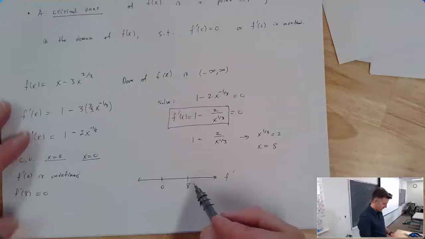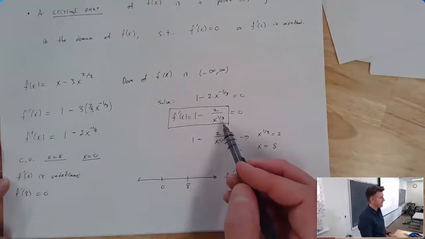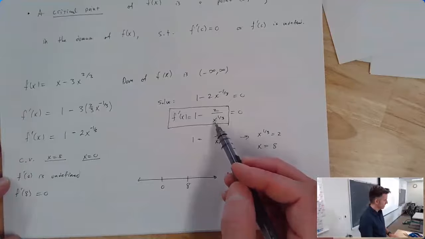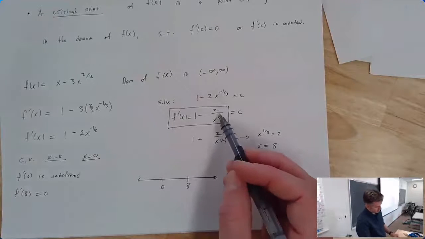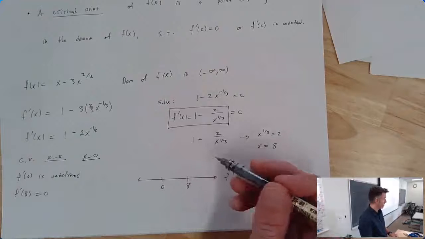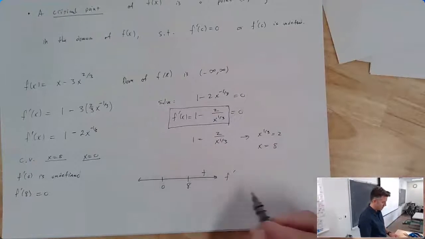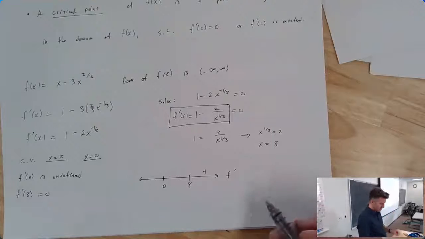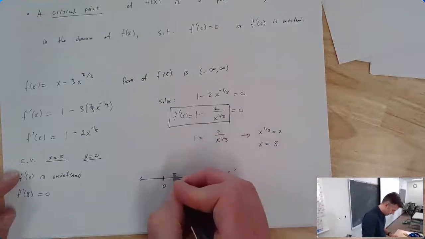So if I pick a number bigger than 8, what's a number bigger than 8 that's easy to plug into this function? Yes, exactly. 27 to the 1/3 is 3. 2/3, 1 minus 2/3 is positive. For a number between 0 and 8, I'm going to pick 1. And 1 to the 1/3 is 1. 2 over 1 is 2. 1 minus 2 is negative.